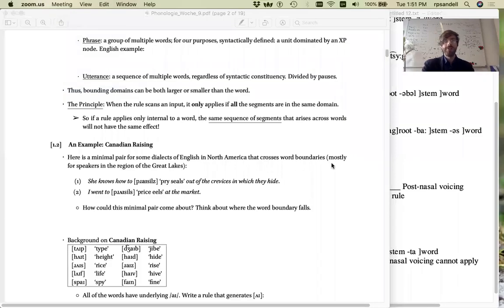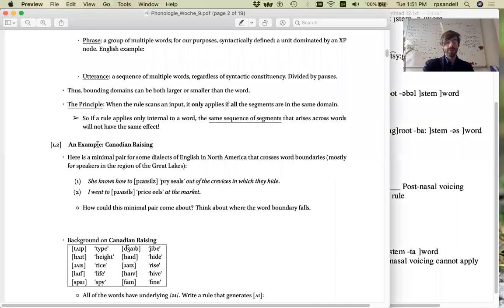Hi, welcome back to this lecture on bounding domains. Now that we've introduced the distinction between root, stem, word, phrase, and utterance, we'll now work through a series of English examples to illustrate these differences.